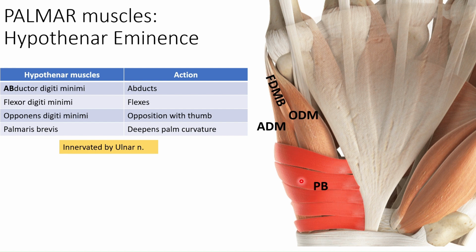The palmaris brevis tightens the palmar aponeurosis during contraction, thus deepening the curvature of the palm to improve grip strength. The innervation of the hypothenar eminence is entirely via the ulnar nerve. The ulnar nerve will travel in the Guyon's canal, which is formed by the hook of the hamate and the pisiform bone in this region down here.